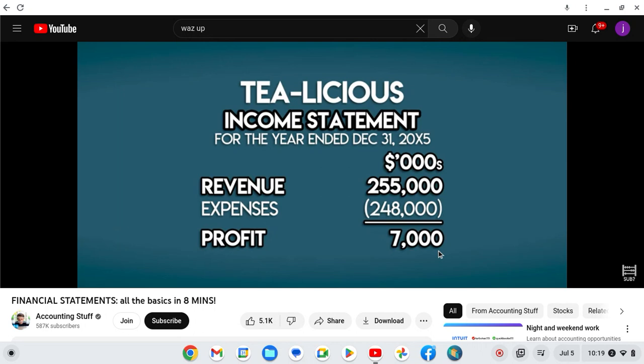And lastly, it shows how much profit the business earned. But be careful here, because profit doesn't necessarily translate to cash flow.